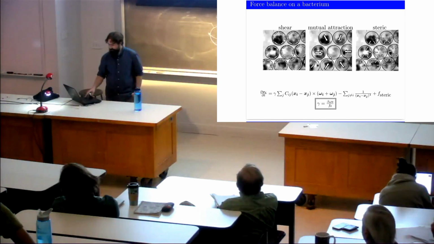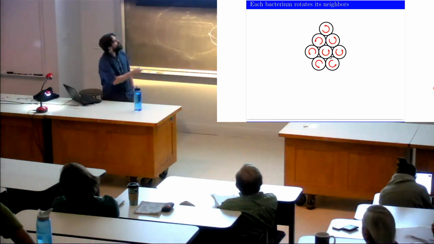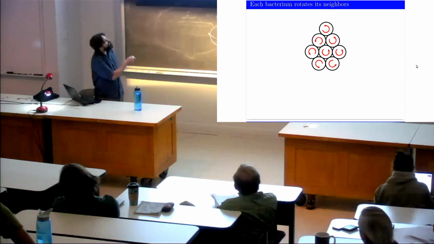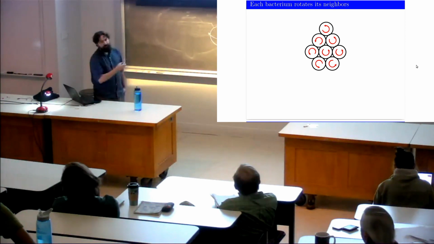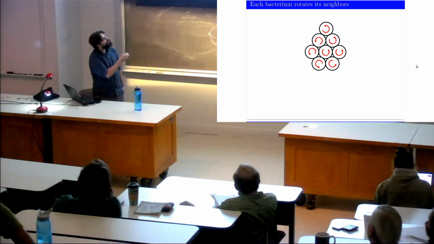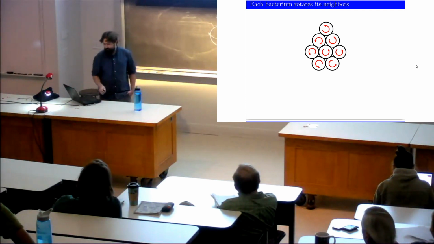So you can write down force balance. And so if we think about one of these little crystals, we have all the cells rotating in the same direction. If we think about the net force acting on each cell, as this cell rotates, it pushes this cell downwards. As this cell rotates, it pushes this cell upwards. And so their effects cancel out.